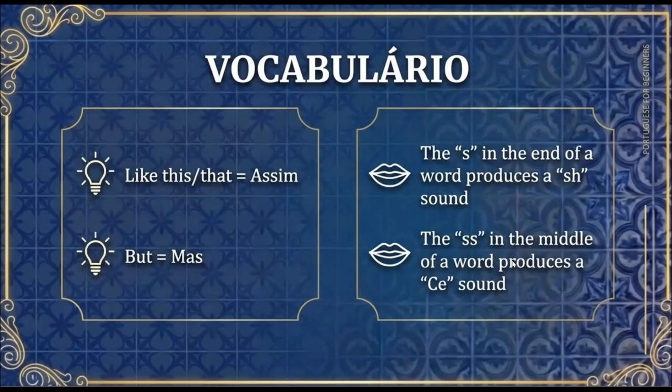So, the word assim has two S's. Whenever this happens, you're going to produce a S sound. Assim. In the end of the word, you are always going to produce the sh sound, as in mush.